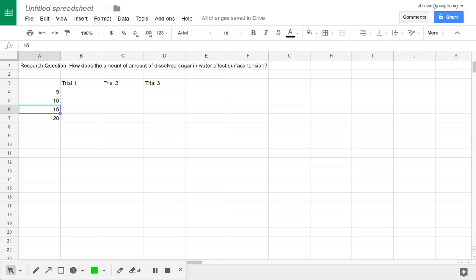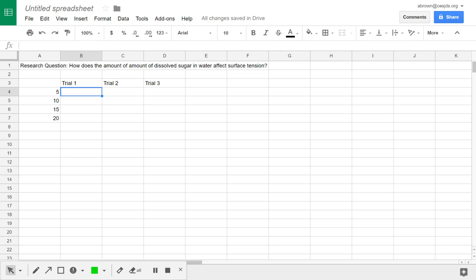Okay, so here are my different amounts of sugar. That was my independent variable. I changed that. Here is where I'm going to put my data from my dependent variable. So for me, I'm measuring how it affects surface tension. And like I said, if I'm designing this experiment, I'm going to see how many paper clips can float. So this number that I'm putting in here is the number of paper clips.